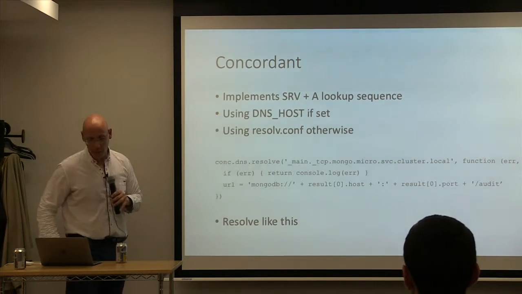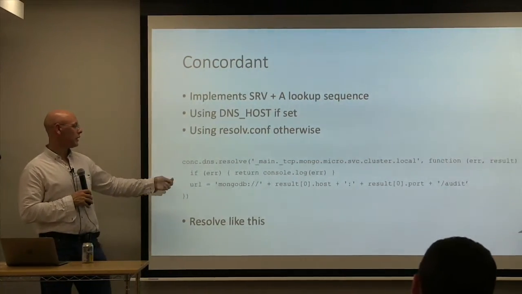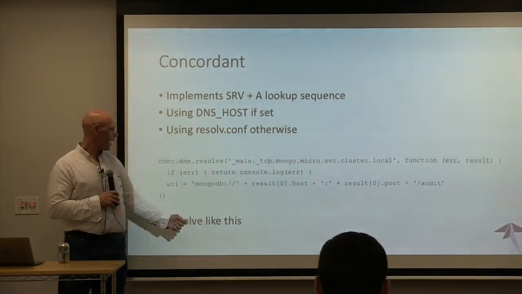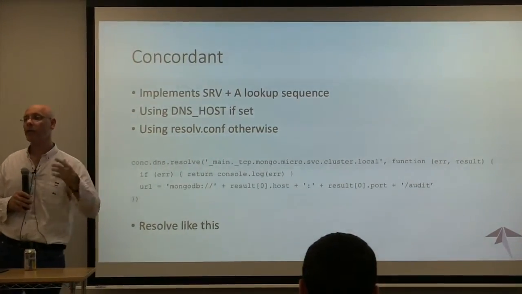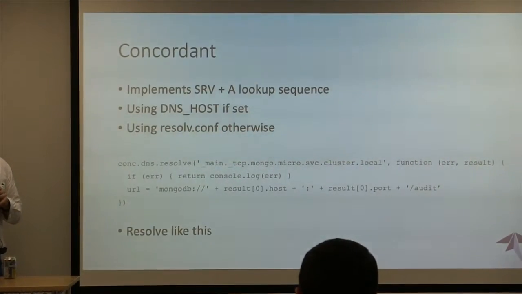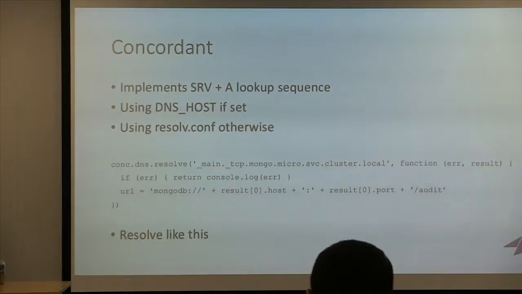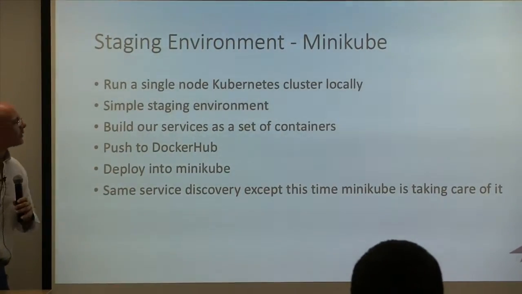Okay, so internally, when you want to consume a service, you say DNS.resolve, and you get back a port, and you get back a host, and then you connect and you consume. So there's no port numbers, you just have a name, and everything resolves from there. Okay, so let's test it. Let's run it in Minikube.